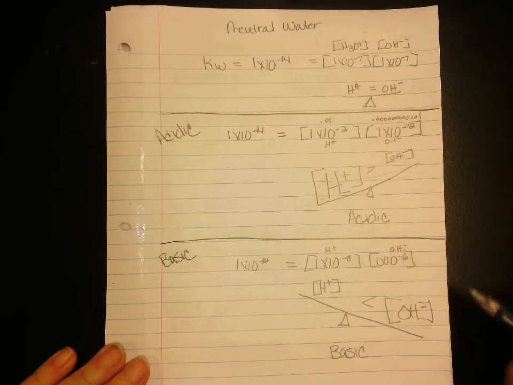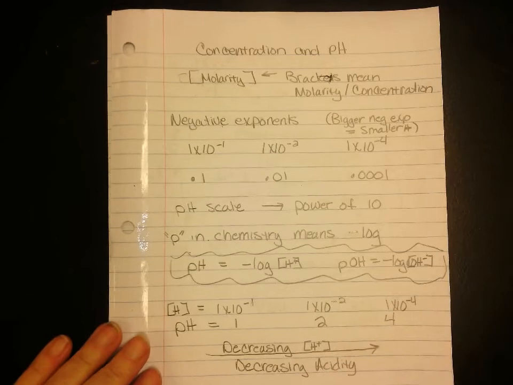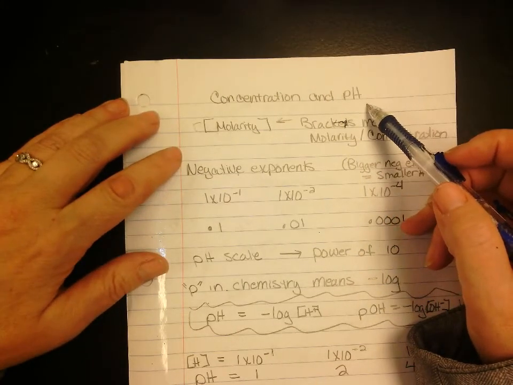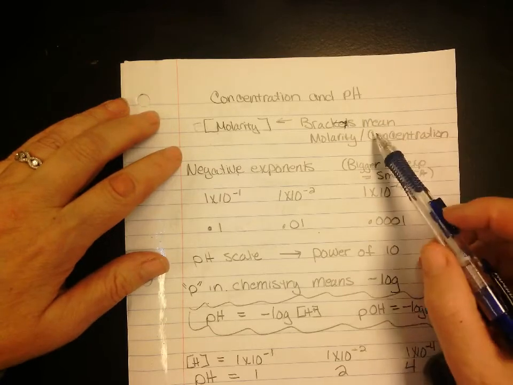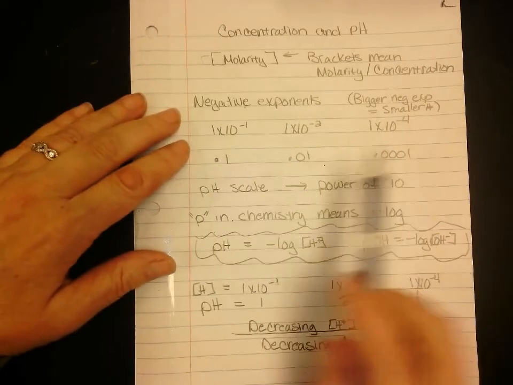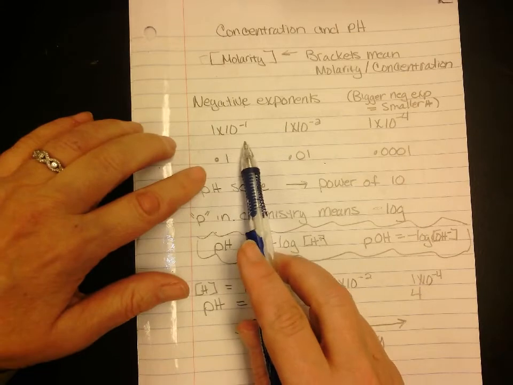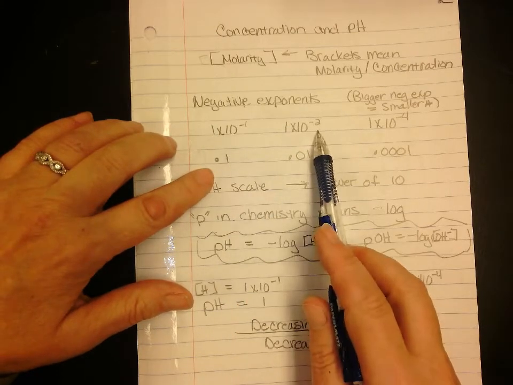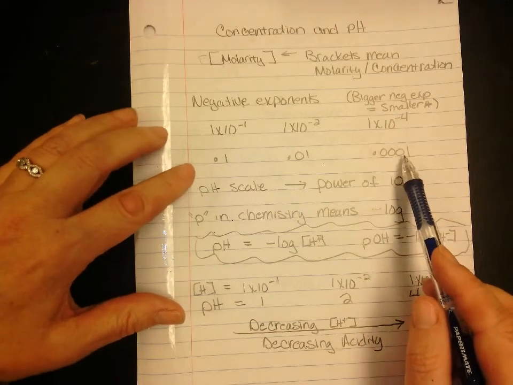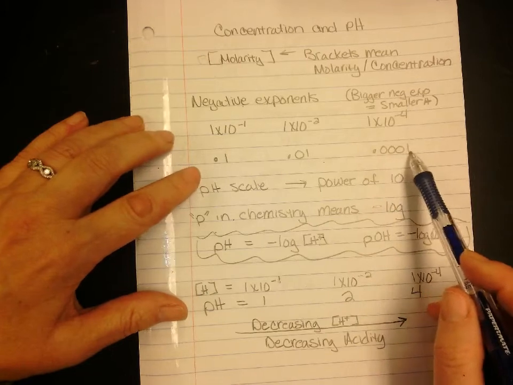So now instead of looking at concentration, we're going to look at pH. Remember, concentration is molarity, and these brackets mean concentration. I just want to go through the negative exponents again. So 1 times 10 to the negative 1 is 0.1, 1 times 10 to the negative 2 is 0.01, to the negative 4th, 0.001. Bigger negative exponents mean a smaller number.